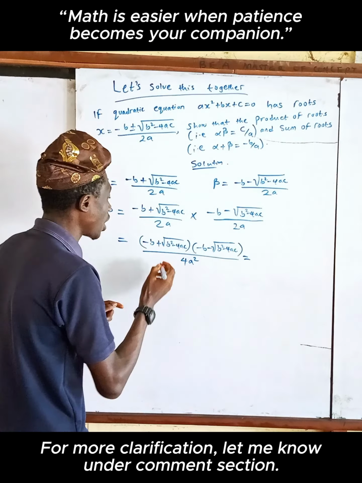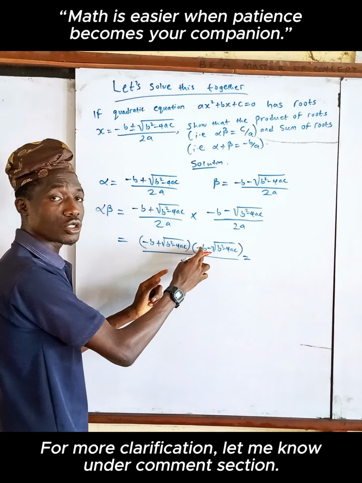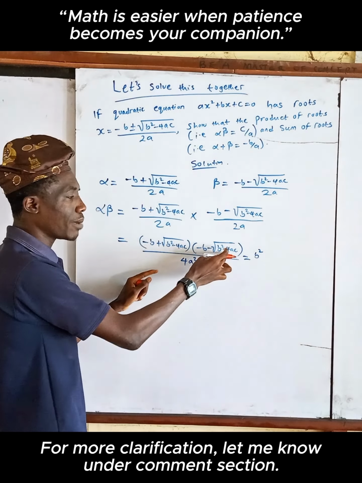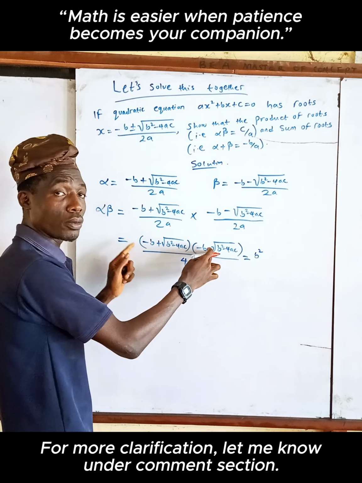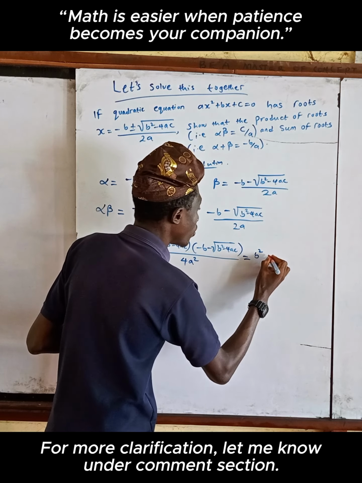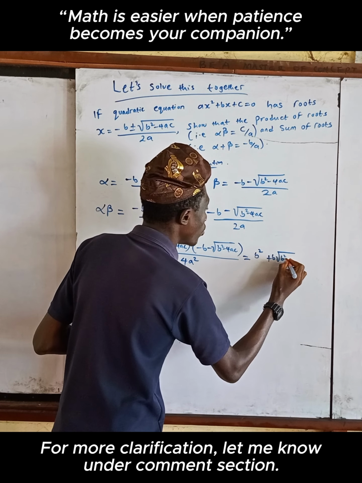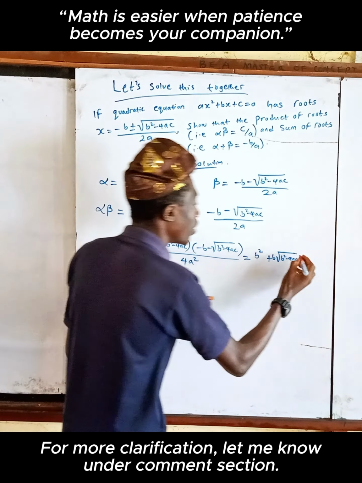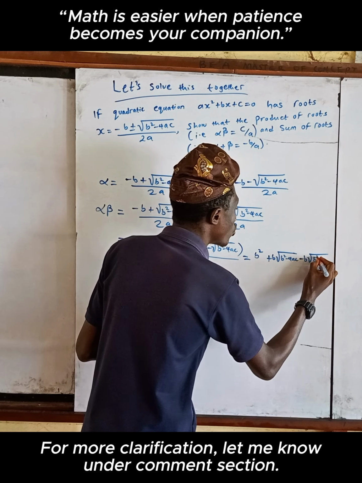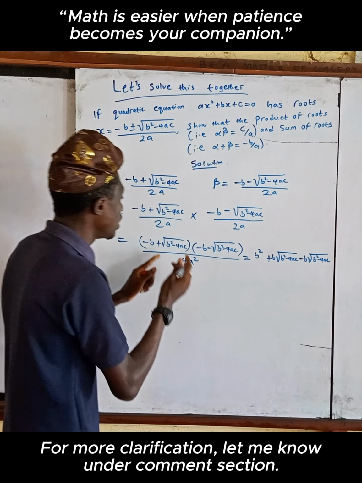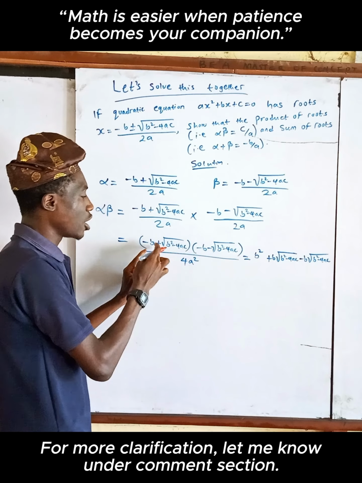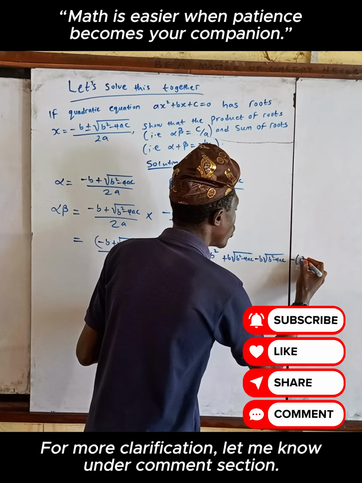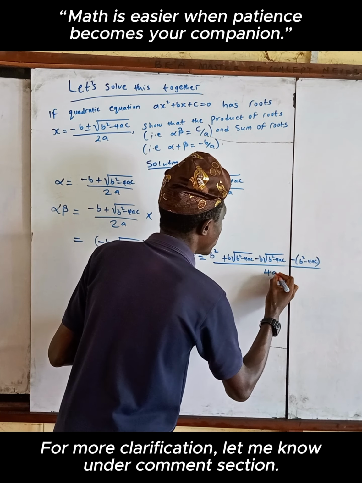So let's open this bracket. What are we going to have? Minus b multiplied by minus b gives us positive b squared. Then minus b multiplied by the minus square root gives us plus b square root of b squared minus 4ac. Then plus square root multiplied by minus b gives us minus b square root of b squared minus 4ac. The last one, plus multiplied by minus, gives us minus, open bracket, b squared minus 4ac, all over 4a squared.